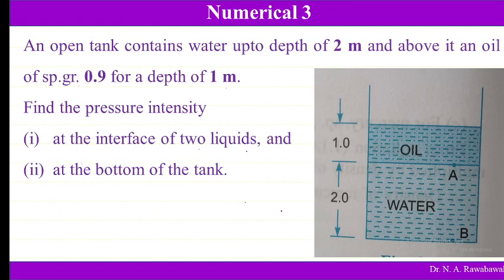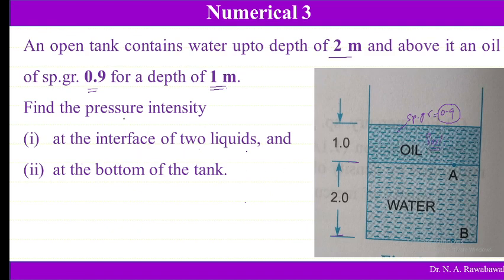Now coming to the next problem. Here an open tank contains water up to a depth of 2 meters, and above it, oil of specific gravity 0.9 for a depth of 1 meter. So the specific gravity of oil is given as 0.9. If we know the specific gravity, we can find out the density of oil.